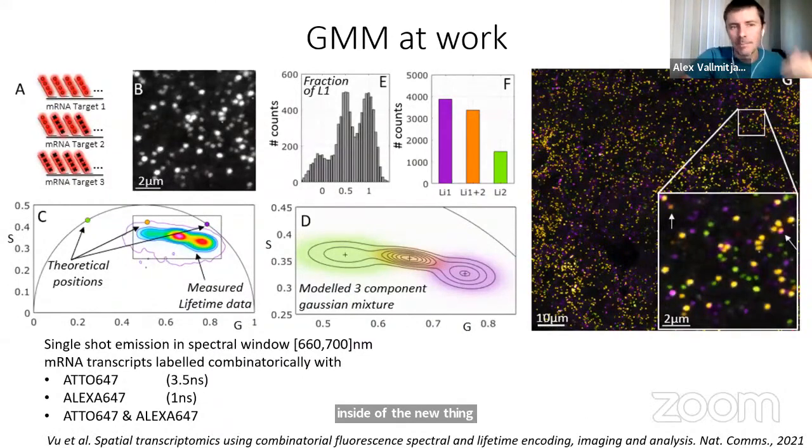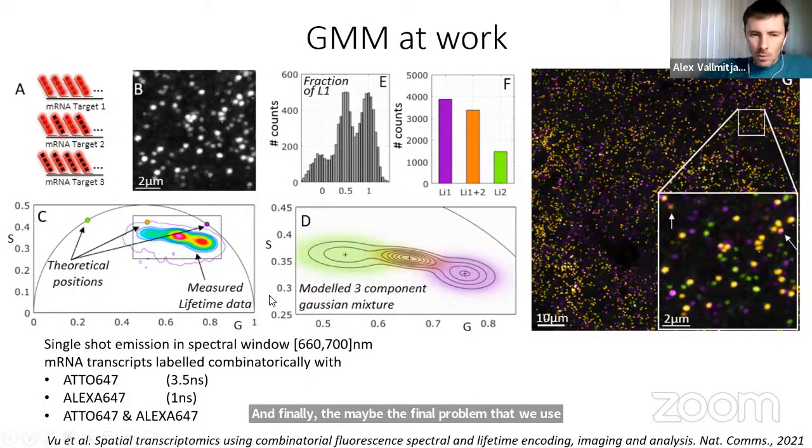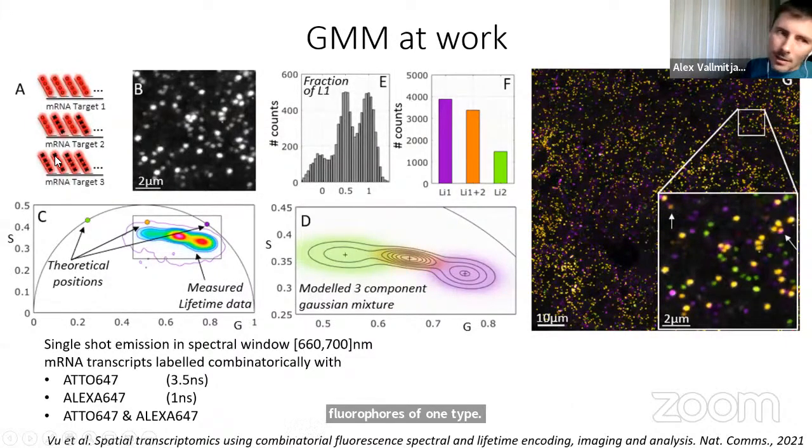And finally, maybe the final problem that we used this for, this was our publication in Nature Comms, in which we applied this for transcriptomics in a more broad way. We're using combinatorial labeling, where it's not like the first case, in which you have 2 dyes labeling 2 targets. What we have here is the minimal working example for a combinatorial case, where you have 2 dyes labeling 3 targets. So you have an mRNA target labeled with a bunch of fluorophores of 1 type. Then you have another target labeled with the other type. And then you have a third target, which is labeled with a combination of equal proportion of the 2 fluorophores.